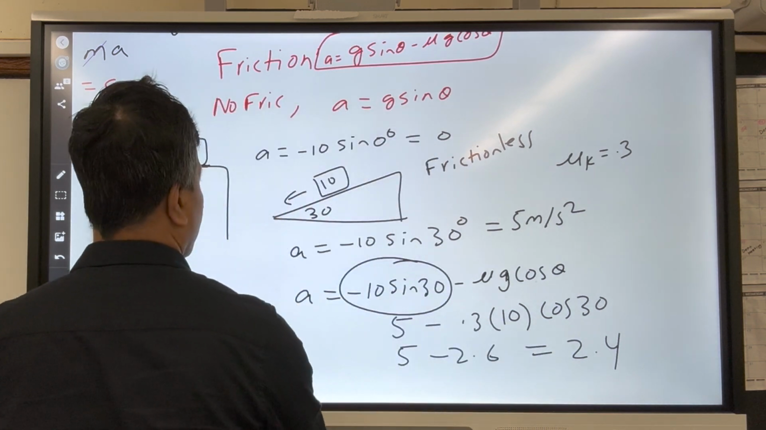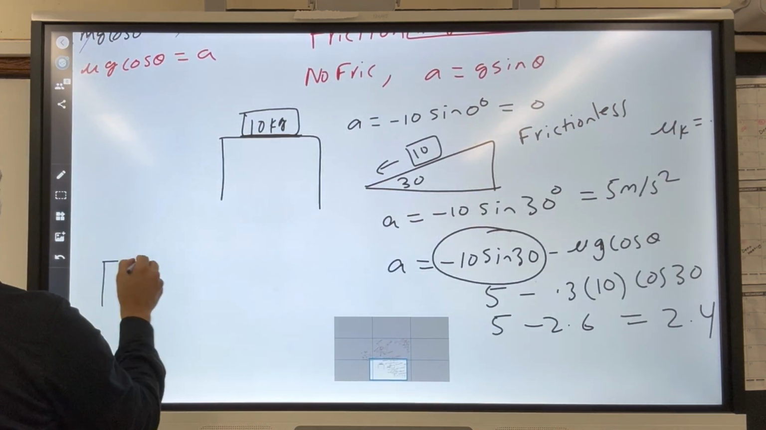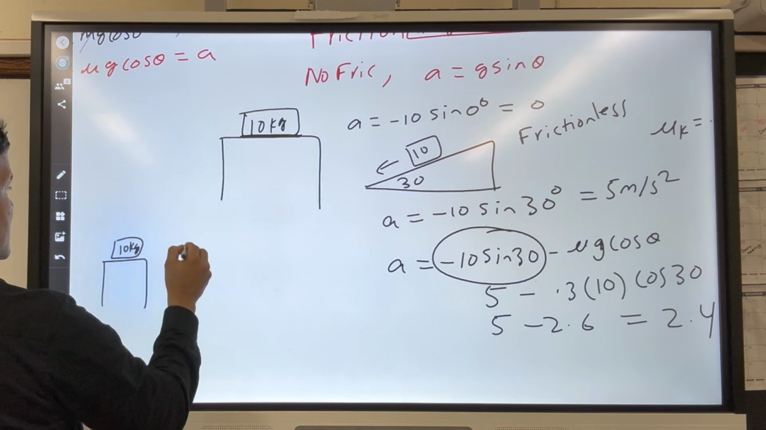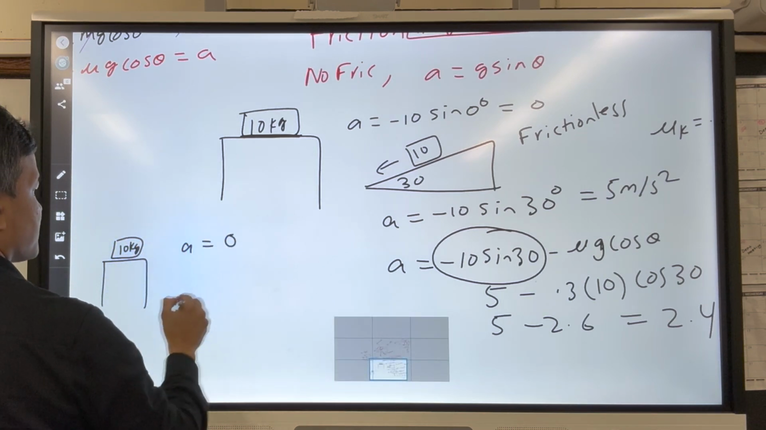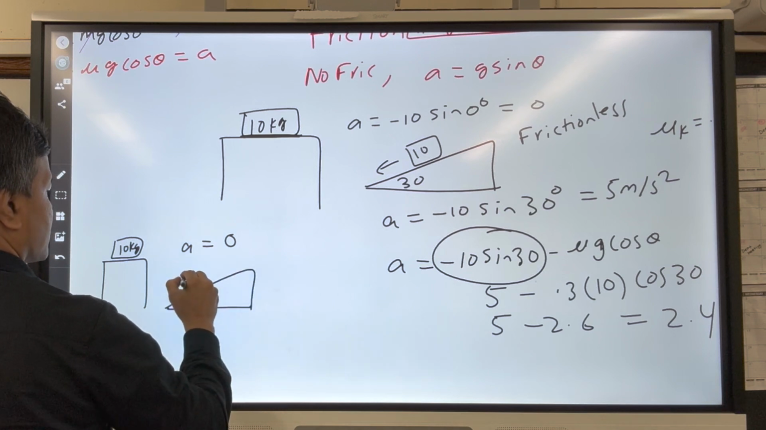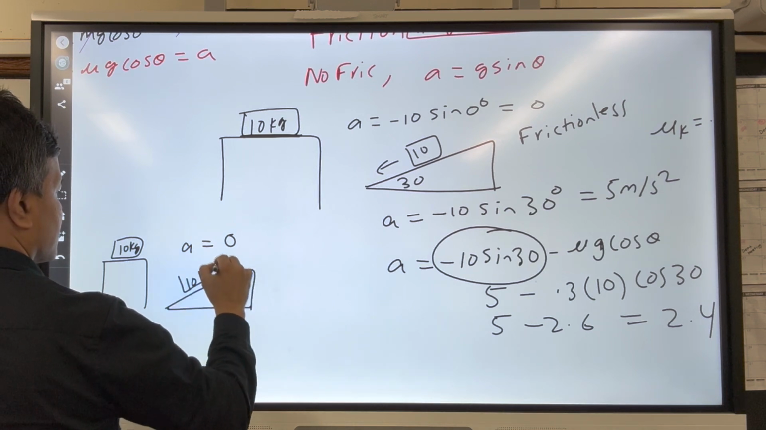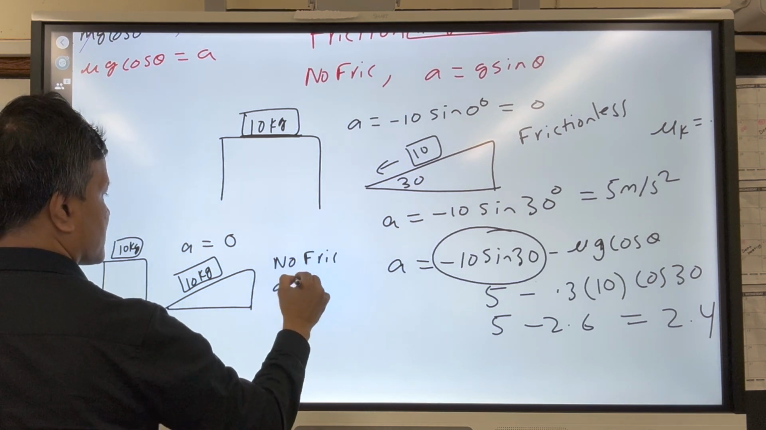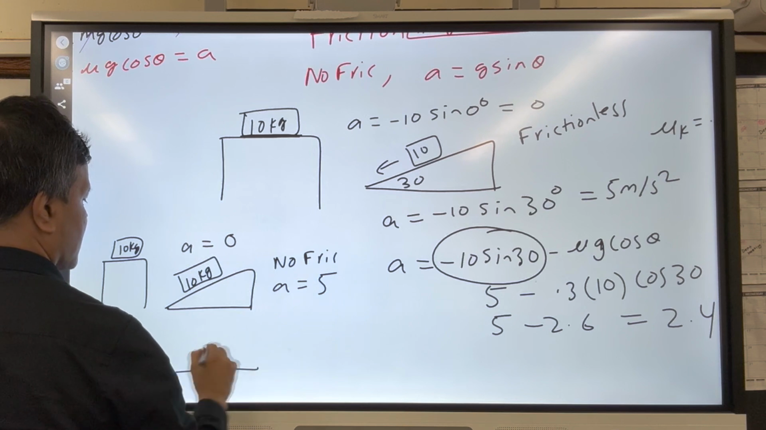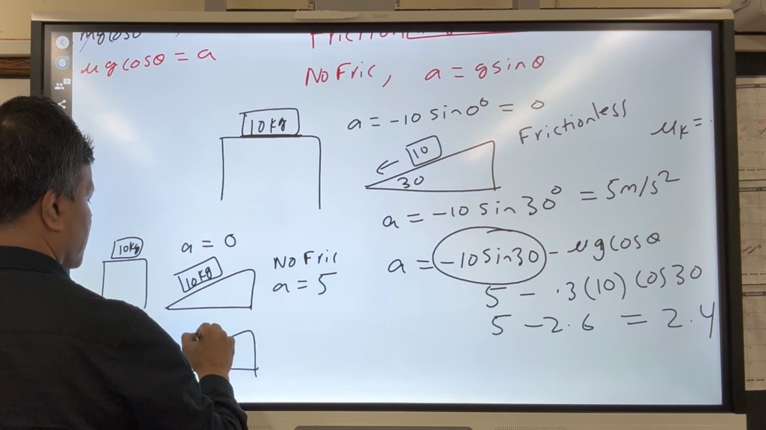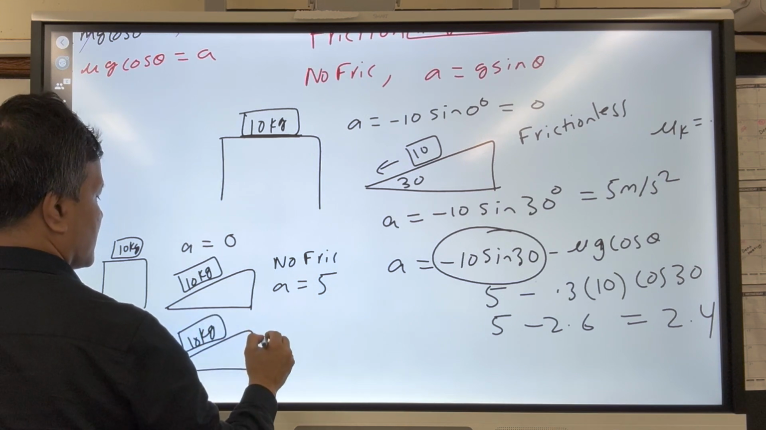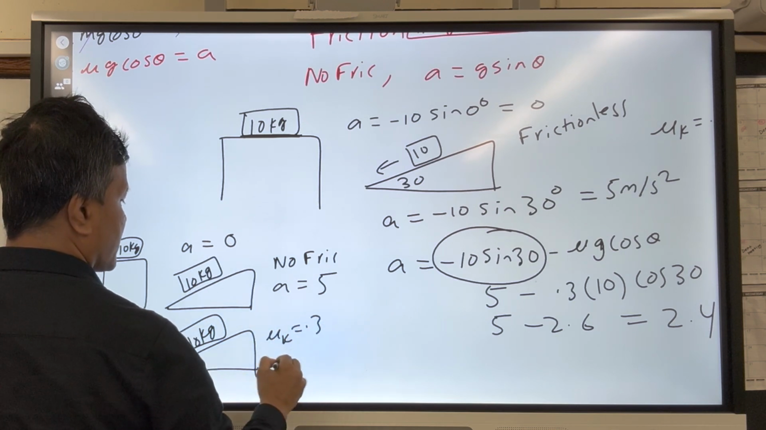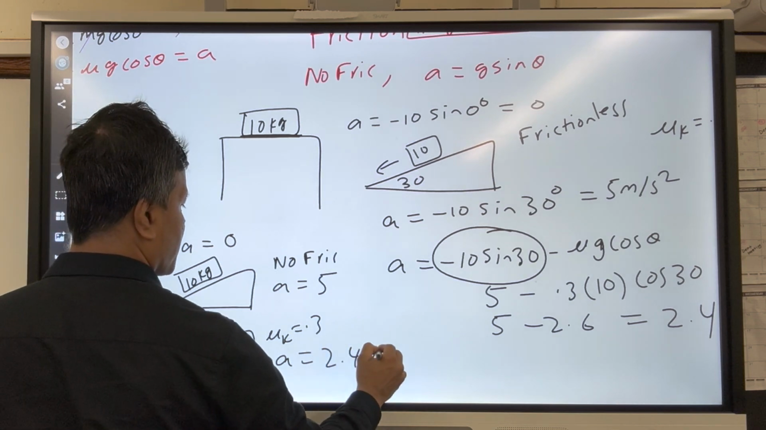Okay, so what does that mean? 10 kilogram on flat surface, acceleration is 0. 10 kilogram, no friction, acceleration is 5. 10 kilogram, friction is, let's say mu k is 0.3, acceleration is 2.4 meters per second squared.